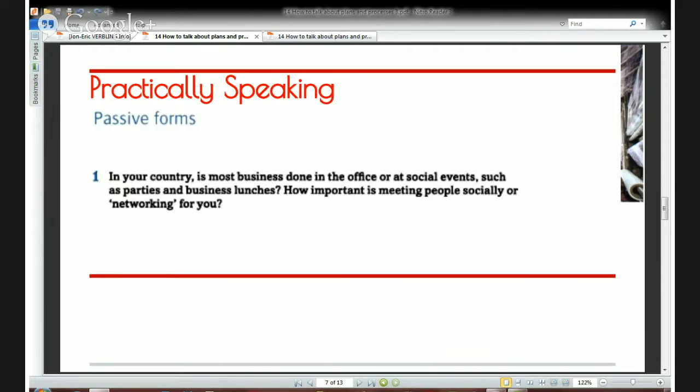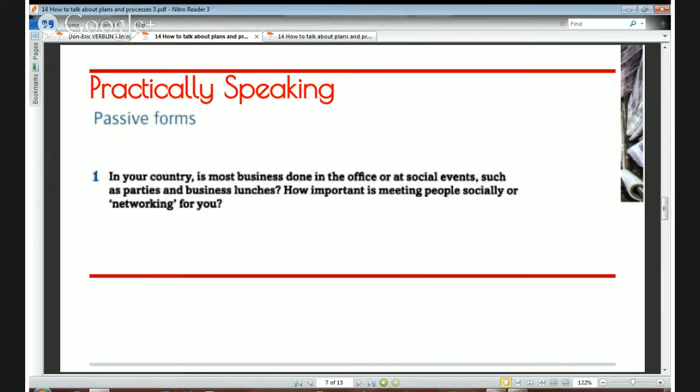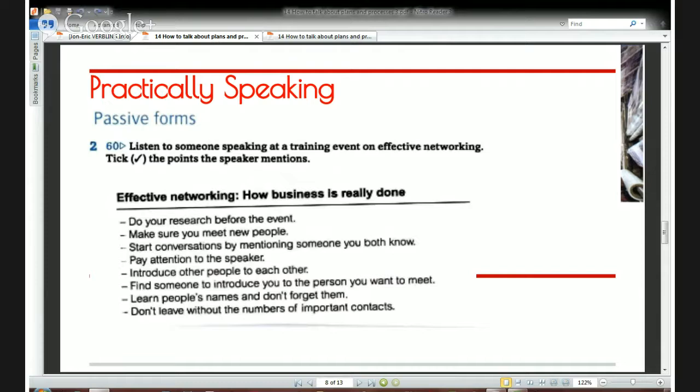So I'm first asking everyone about their experience, about how important it is to meet people socially in your business place as part of your business process. But what we're going to do here is listen to someone speaking at a training event on networking, talking about how to network, how to socialize for the purpose of doing business. So it says here to tick the points that the speaker mentions.